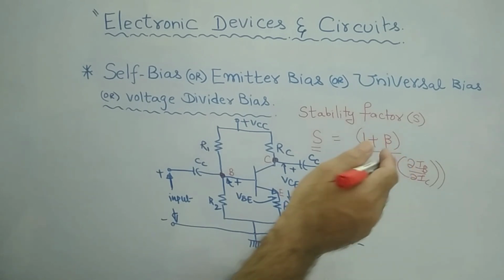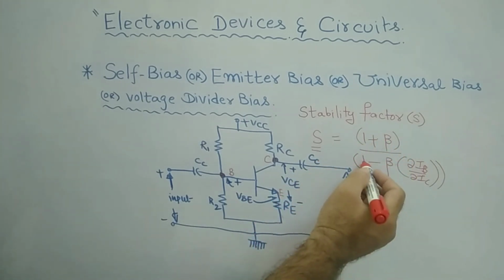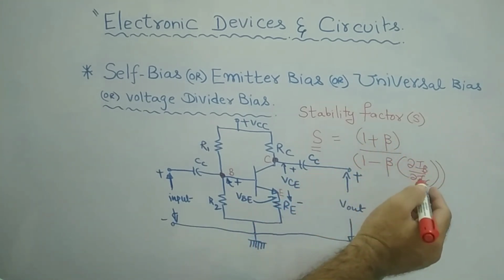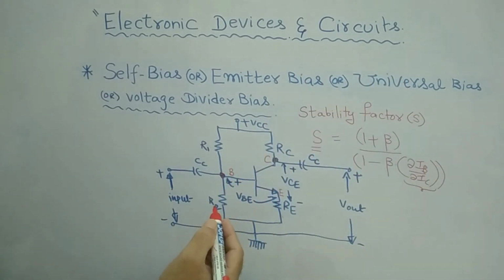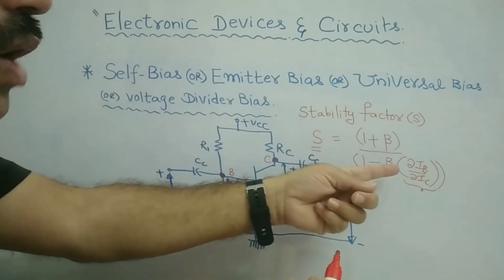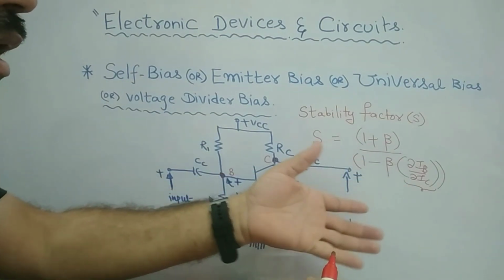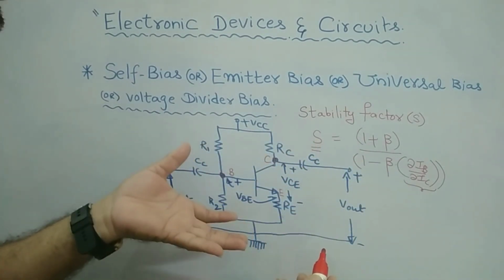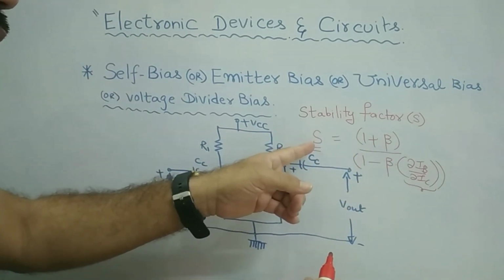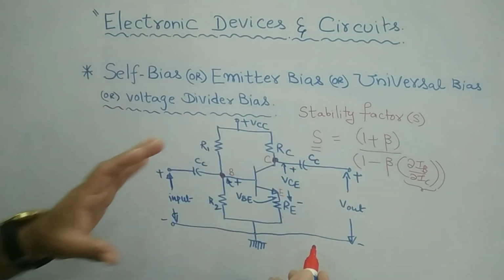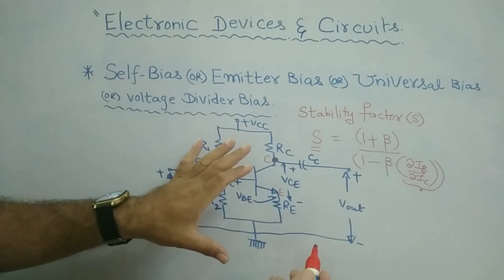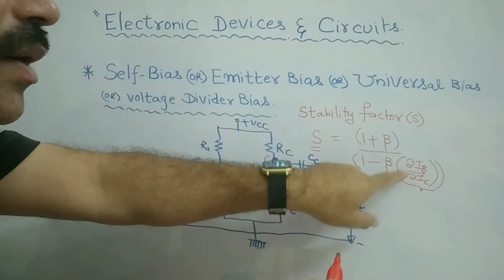So, with beta you have nothing to do. Okay, 1 minus beta here, dou IB by dou IC. This is my important thing. I have to find out the value of dou IB by dou IC. Then I have to substitute dou IB by dou IC in this expression, and there I can easily get the value of S. So, my target from this circuit is to find out dou IB by dou IC.